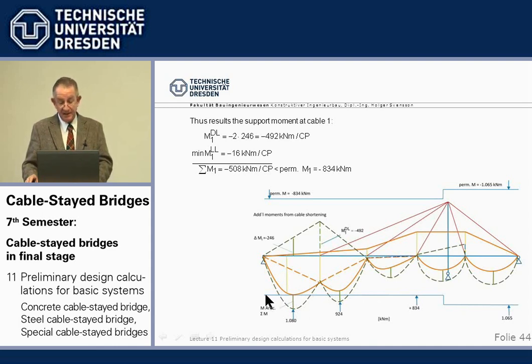And so we have to introduce a negative moment here by cable shortening, which has the amount of minus 246 here in the center of the span. Now, okay, then it's a straight line naturally. Then this must be minus 492 as a third moment from cable shortening. And if we do that for every span, we come to something like that.